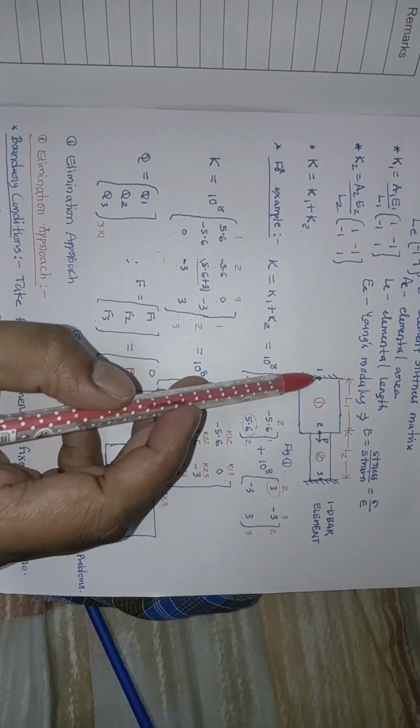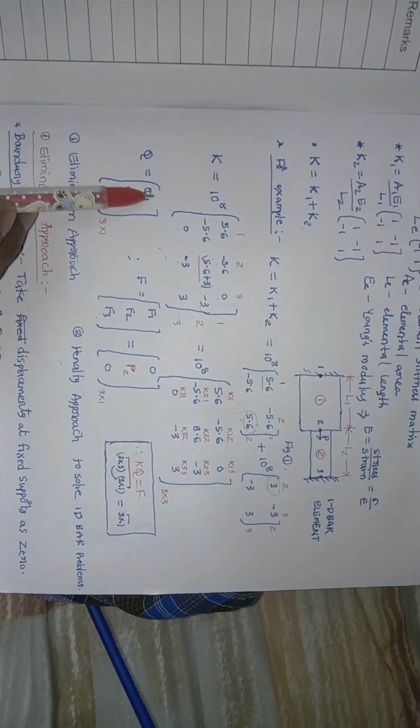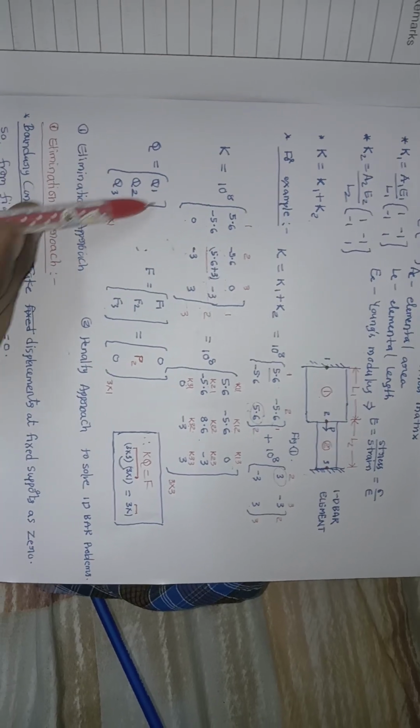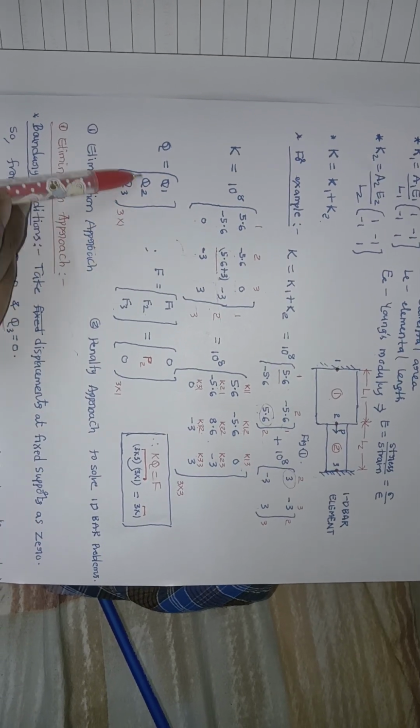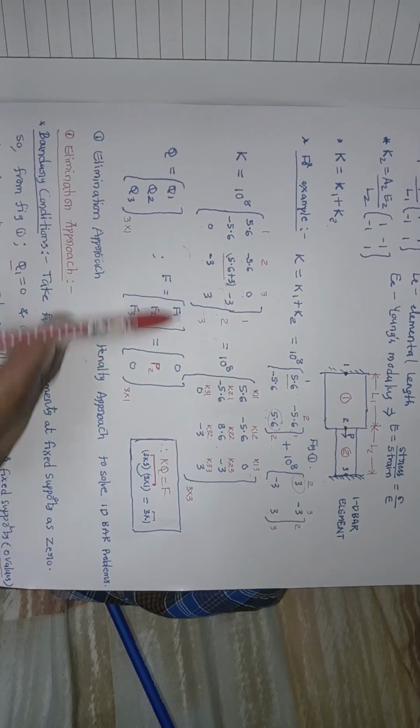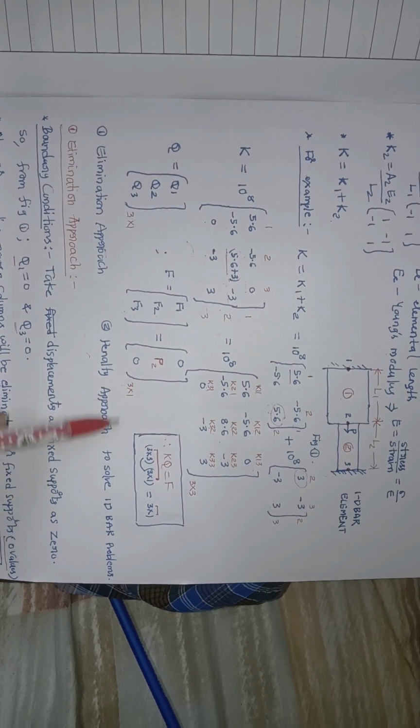So here 1, 2, 3, 3 nodes are there. So like that you can write, this is 1, 2, 3, 3 rows, only 1 column. Here also 3 rows, 1 column. So you can write like this.